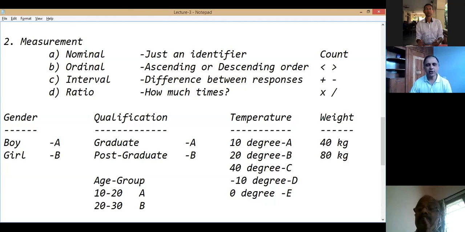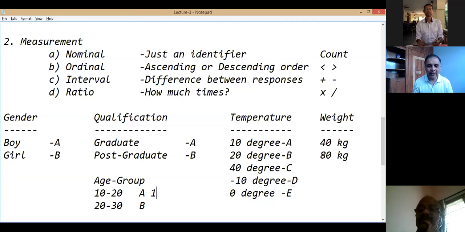Whatever is the age of A, whatever is the age of B, B is elder to A. A correct conclusion, this is ordinal. Can I say A is 10 years younger than B, or B is 10 years elder than A? Can I say this? No, I am afraid we cannot say like this.